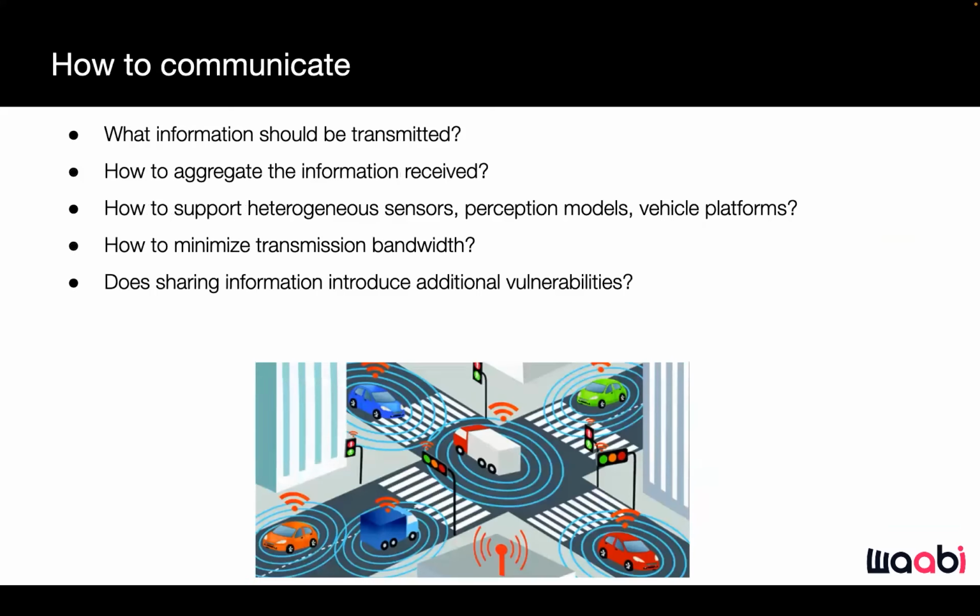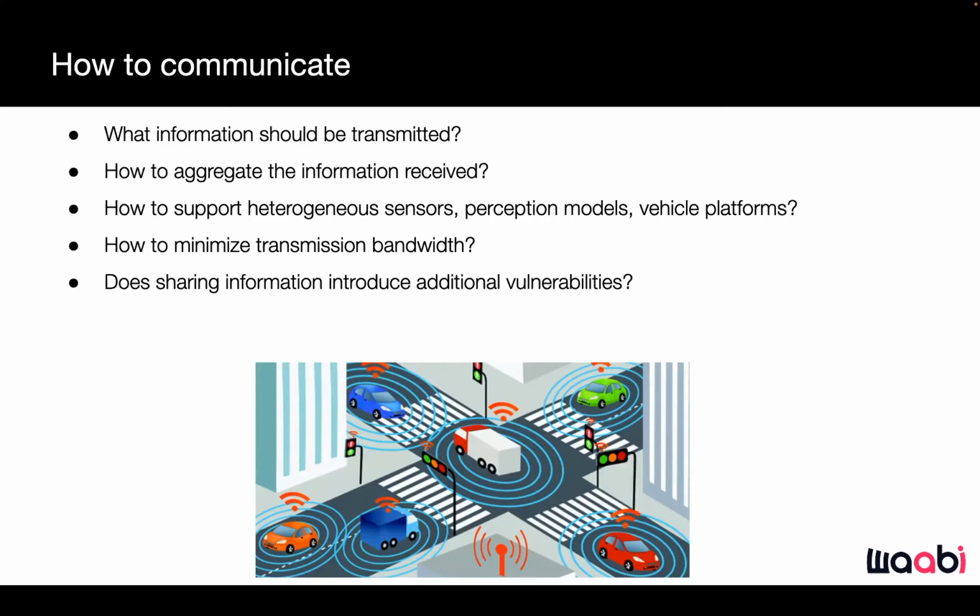But as we'll see in this talk, we're going to be going over several related works in vehicle-to-vehicle communication. There are several open questions that remain in the field that people have been trying to tackle. For example, what information should we be transmitting about the scene from one vehicle to the other as messages? How do we aggregate this information together, fusing different sensor data and whatnot?